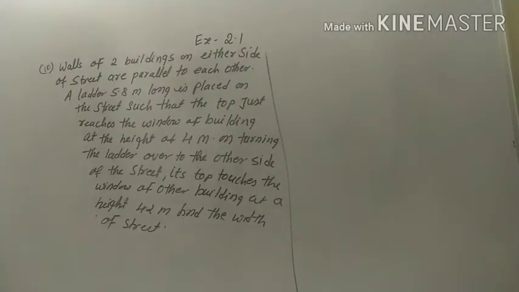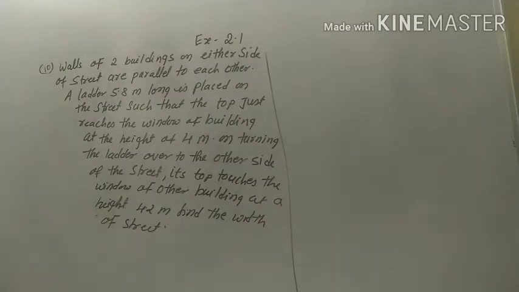So students, our last question of exercise 2.1 is this. Walls of two buildings on either side of a street are parallel to each other. A ladder 5.8 meter long is placed on the street such that the top just reaches the window of a building at the height of 4 meter. On turning the ladder over to the other side of the street, its top touches the window of the other building at a height of 4.2 meter. Find the width of the street.